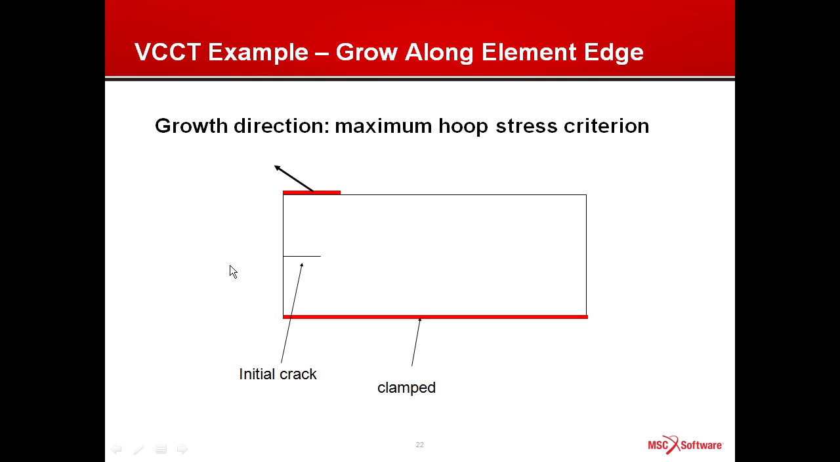VCCT can also work by growing along element edges. Without knowing ahead of time where the crack is going, we'll let the program decide where it wants to go, and we'll start to split element edges automatically. In this case, let's choose a criterion. It's going to follow the max hoop stress as a growth direction.